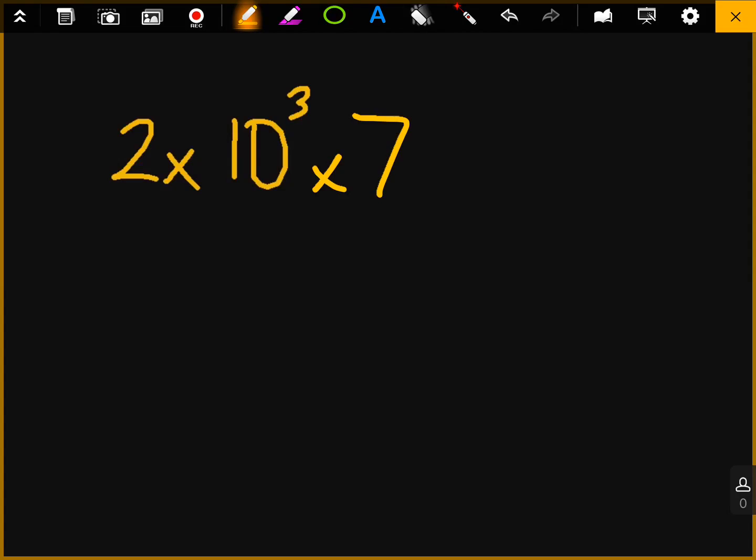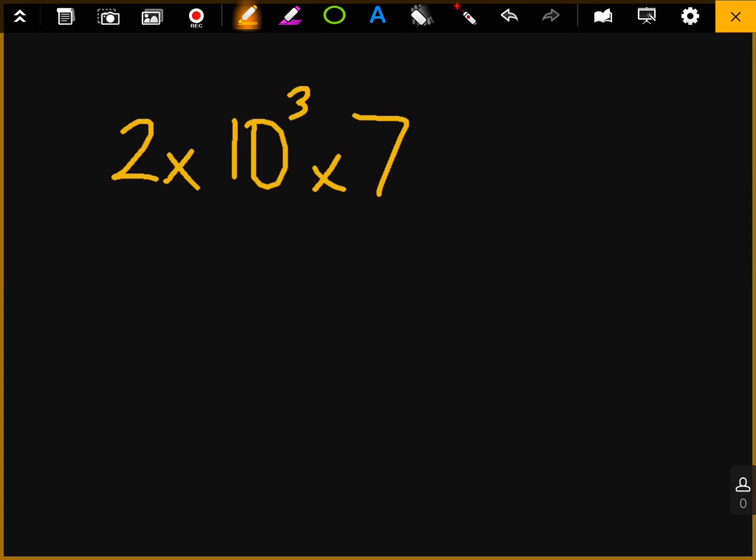Let's look at example number 5. If you read example number 5 with me, it says, Yosemite National Park has 2 times 10 to the third power visitors per day. How many visitors do they get in a week? So the equation they give us is 2 times 10 to the third power, which is also the same as 2 times 10 plus those 3 zeros, 2,000. And then it says how many do they get in a week? Well, whatever this answer is, you're going to have to multiply it times 7.